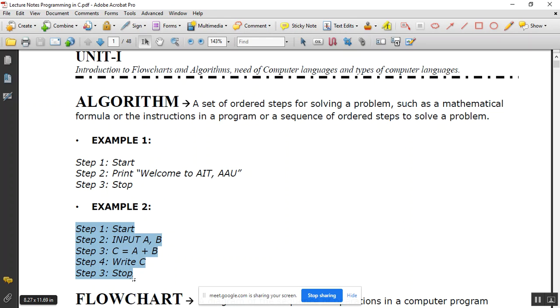So if steps or data are represented in the form of a graph or in the form of a picture, we can easily understand it. And a flowchart is nothing but a visual representation of these steps. It is nothing but picturization of these steps. But while drawing pictures, we need to follow certain symbols.